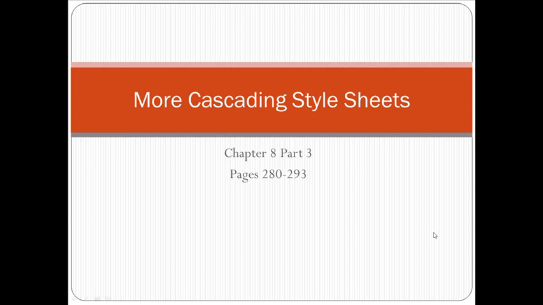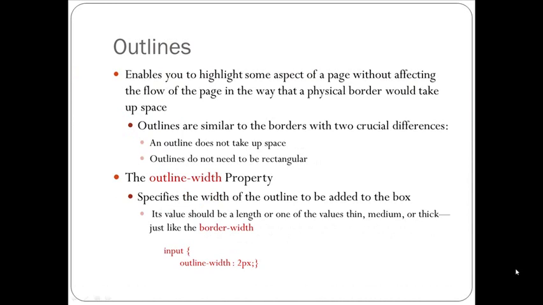Okay, in this last video for this particular week, we're going to look at some other properties you can use to control how your pages look. Well, the first one we're going to look at is outlines. And an outline just enables you to highlight some aspect of a page without affecting the flow of the page in any way, like a physical border would. That's one of the big differences.